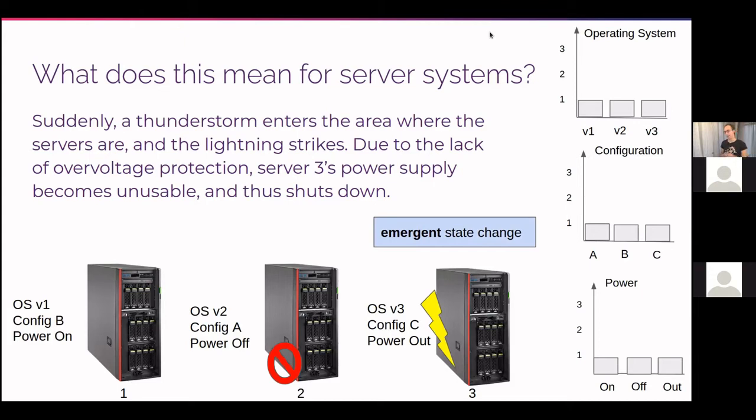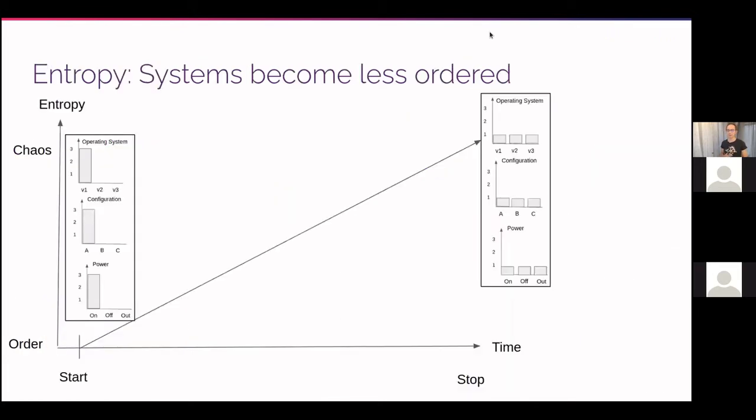Well, maybe in this case we could have prevented it with some over voltage protection, but I hope you get the meaning. So we started in the beginning with something that was completely ordered. Everything was the same configuration, and at the end of the day, everything is now different. Everything is much more chaotic, and thus the entropy has increased.